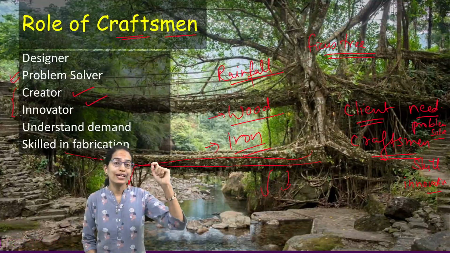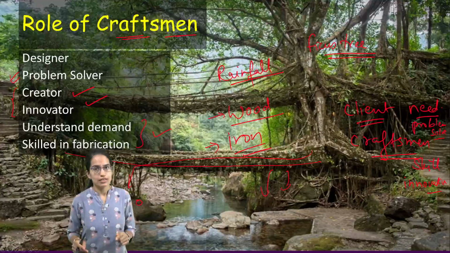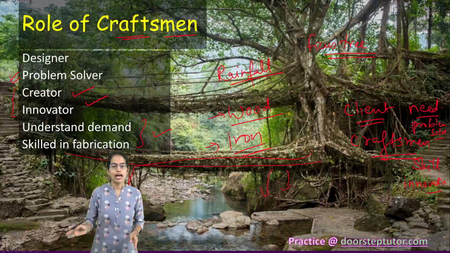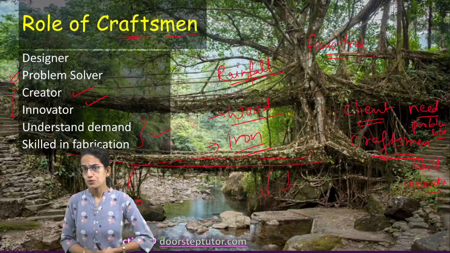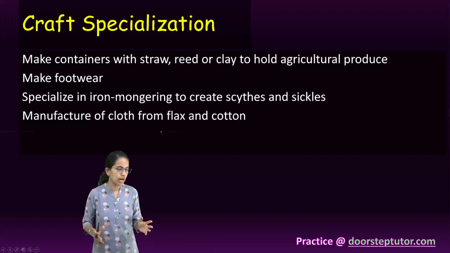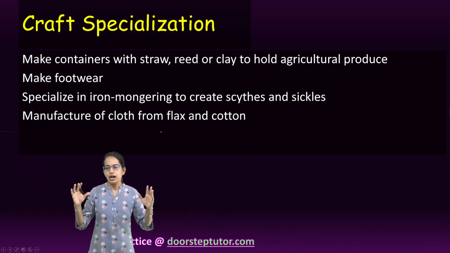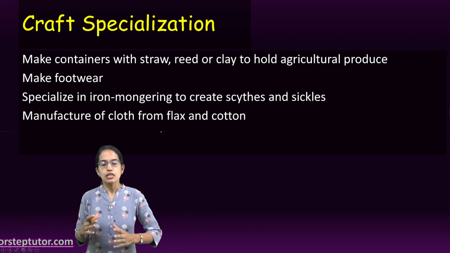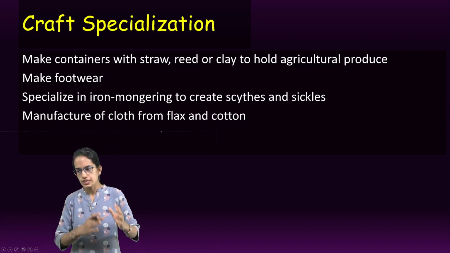This is a fabrication because there was a problem and this problem was to be solved. So it required creation and innovation, and also the local demand needed to be understood: that people need to cross the river, and there has to be some way in which this is resolved. So the role of craftsmen is indeed really interesting. Now, specialization of craft is another important thing that we need to understand. India, as in most parts of the world, has been training artisans. These artisans are either employed by some organization or are self-employed.